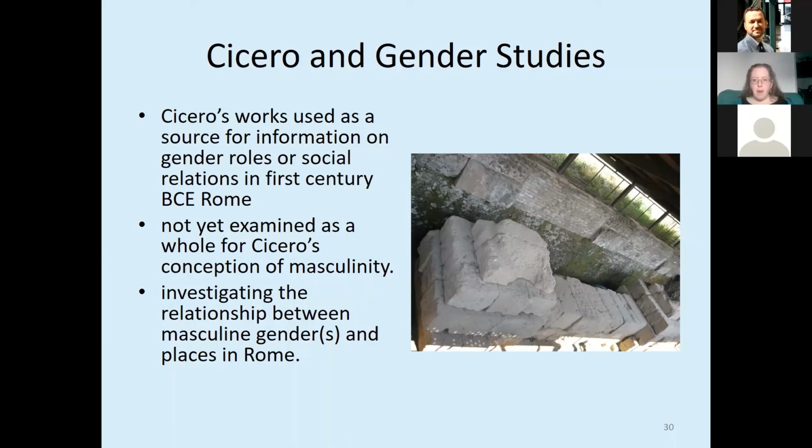I'm going to start with places where I feel it's likely to be very obvious, like when he's attacking Antony, or when he's attacking Catiline, his major enemies. Yeah, so I'm curious about how places interact with gender, both to construct and to undermine gender identities.